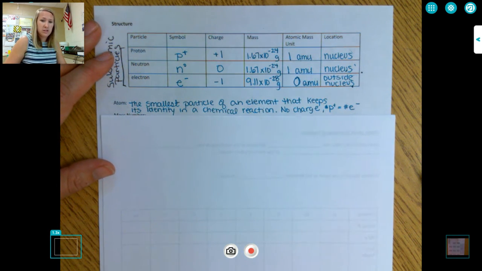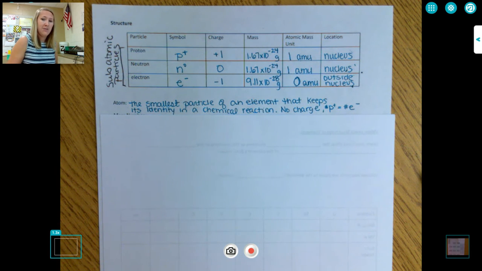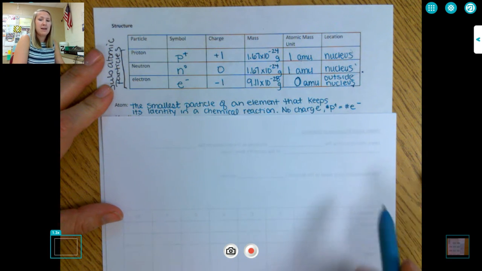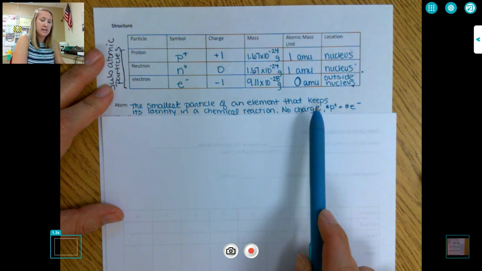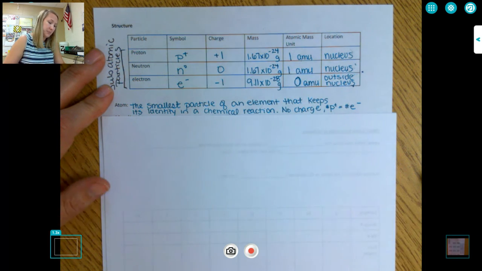So a few definitions for us. An atom, by definition, is the smallest particle of an element that keeps its identity in a chemical reaction. So that's the smallest thing that still is copper, or still is palladium, or still is hydrogen. When we look at the protons, a proton of hydrogen and a proton of iron look the same. You can't tell what element they came from. But an atom, you can tell what element it is. Also, atoms have no charge, and their number of protons will equal their number of electrons. So the positive parts and the negative parts are going to cancel out.